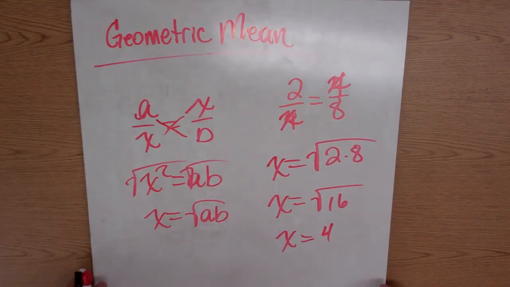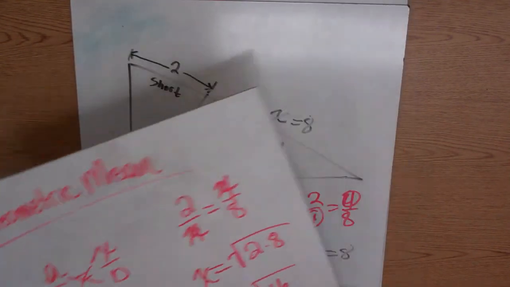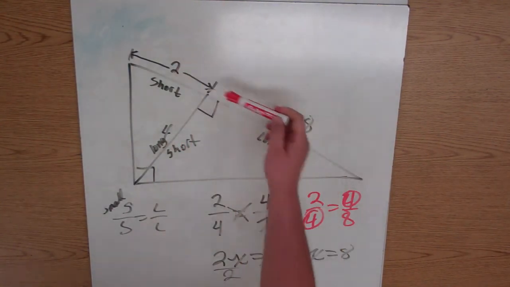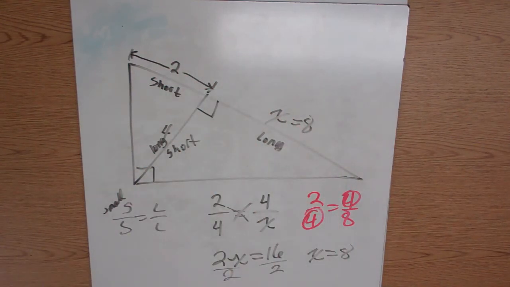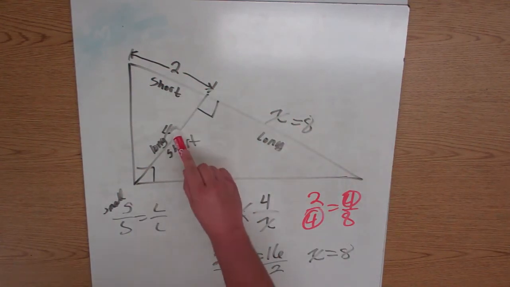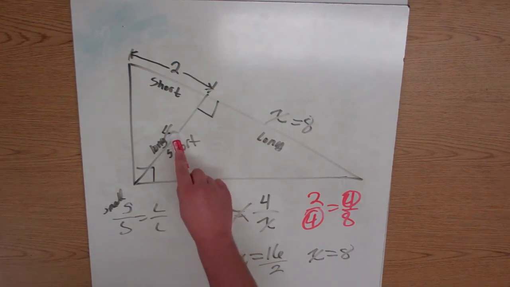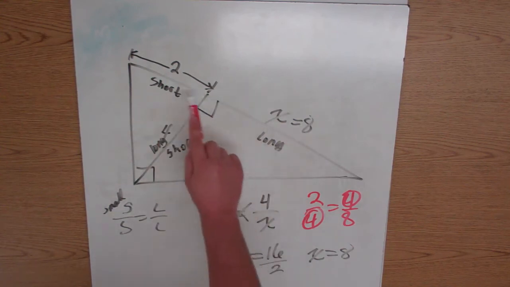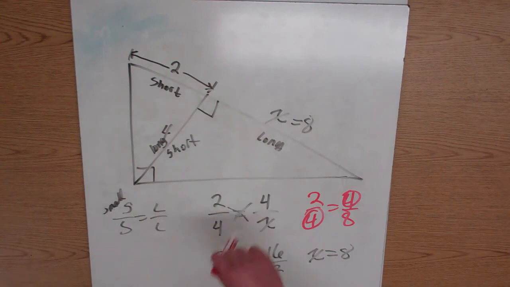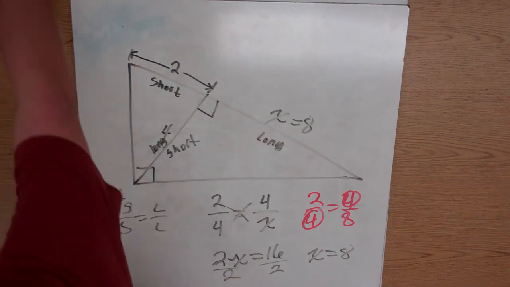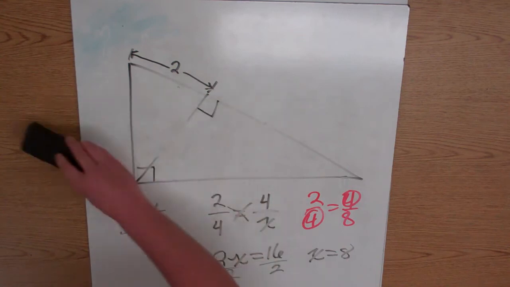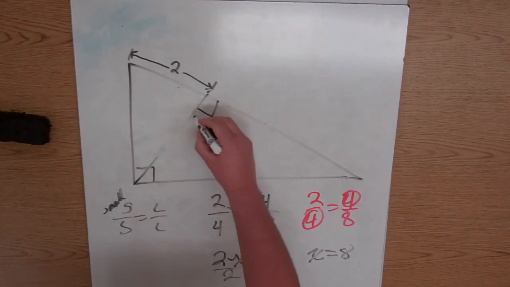Now, if you notice here, let's go back to this original example. If you notice here, the length of this altitude is the geometric mean of these two segments of the hypotenuse. It'll always work that way. This altitude here, this 4, this altitude will always be the geometric mean of these two sections here that it divides the hypotenuse of the original triangle into. All right? So if we were just given this information, like we don't even need short and long anymore.